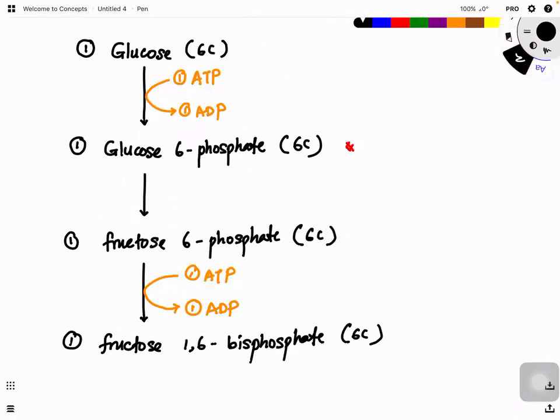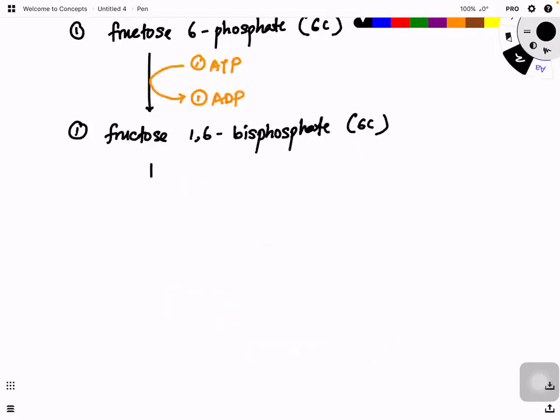Okay, so from glucose, we gain 1 phosphate group from ATP. After that, fructose 6-phosphate also gains one. Now the 1,6 means the location at carbon 1 and carbon 6, so the phosphate groups are now attached to carbon 1 and carbon 6. So now they have a high energy level already. So what will happen? Lysis takes place, splitting takes place.